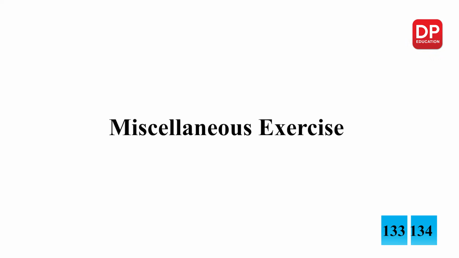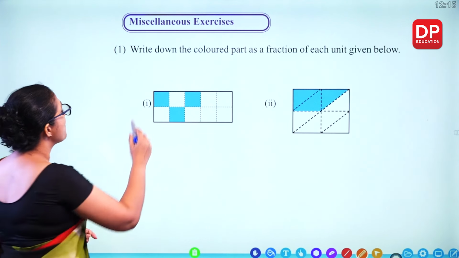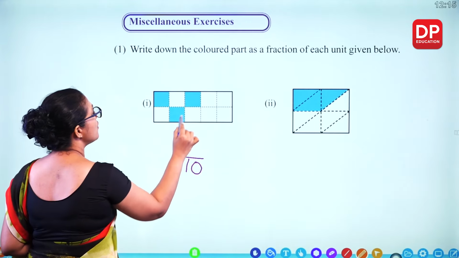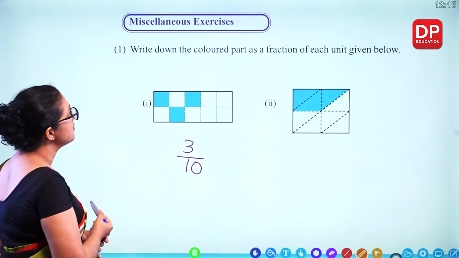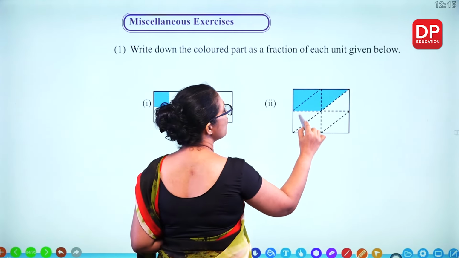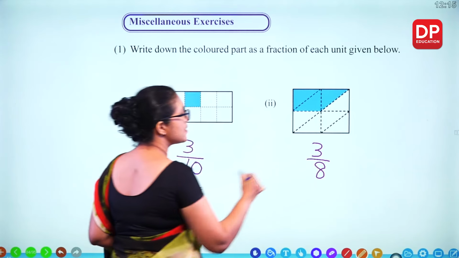Miscellaneous exercise. Write down the colored part as a fraction of each unit given below. 1, 2, 3, 4, 5. Altogether 10 parts are there. 3 parts shaded. This one, 1, 2, 3, 4, 5, 6, 7, 8. 8 parts are there. 1, 2, 3 parts shaded.